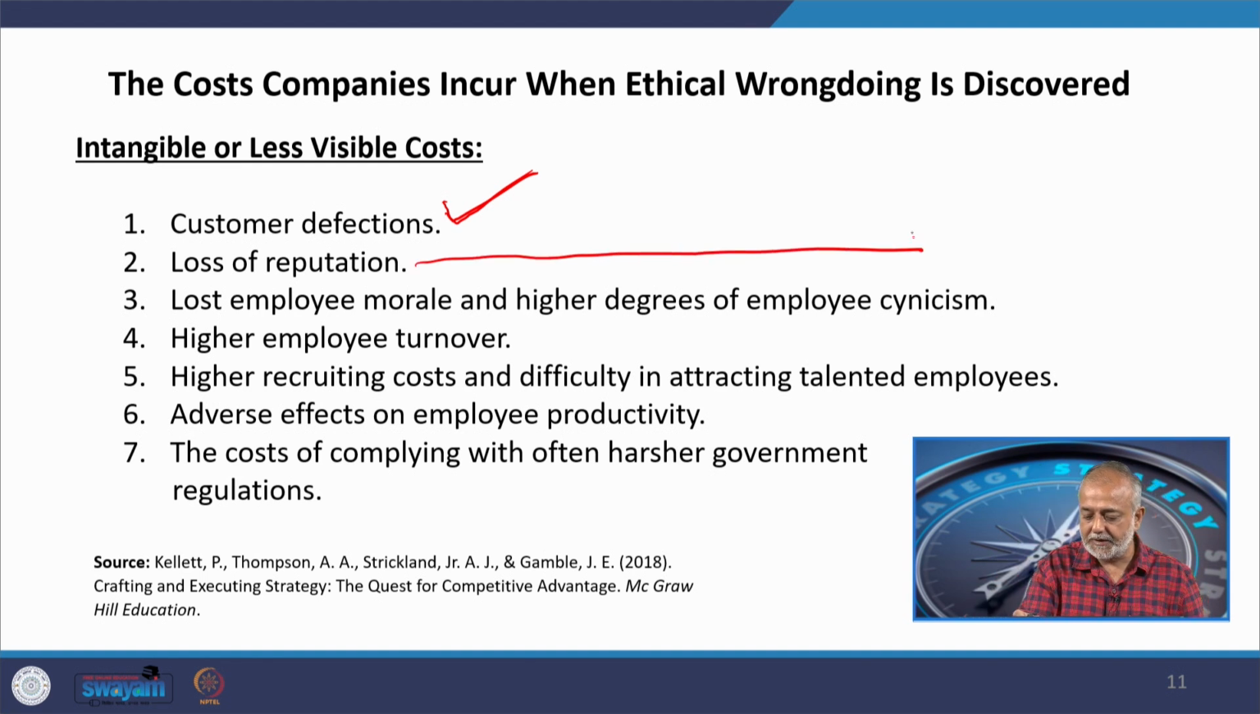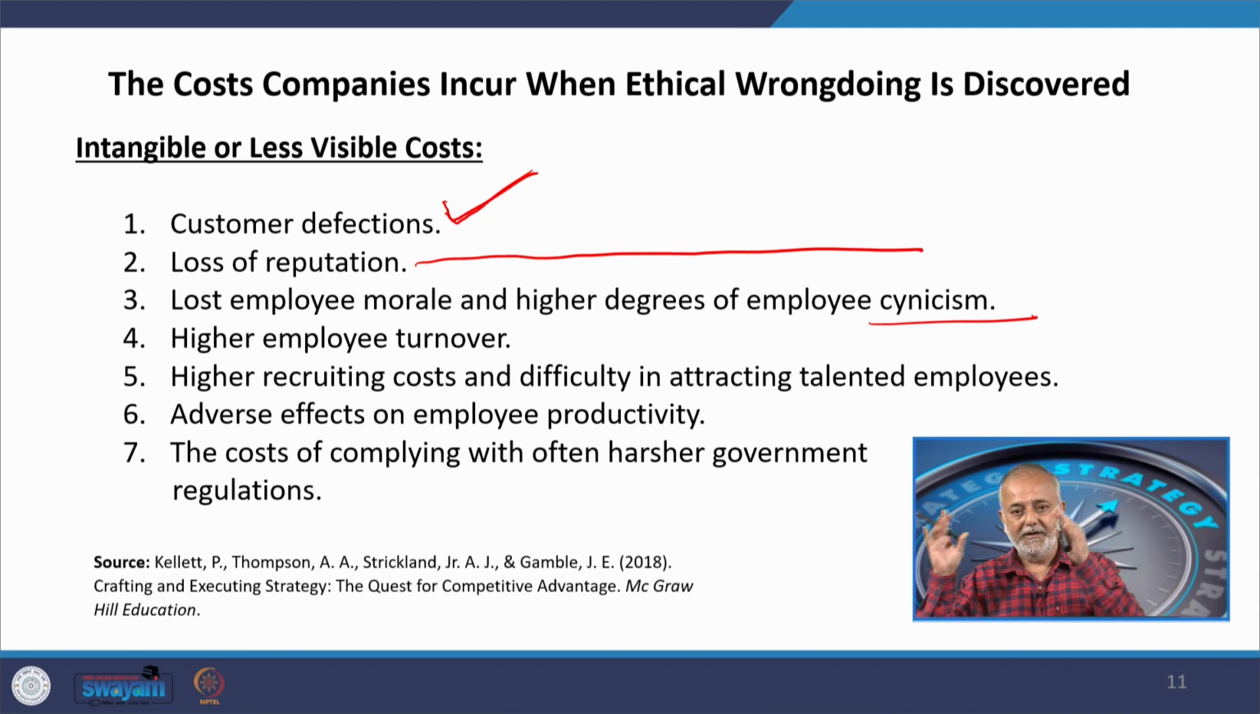If you have lost your reputation, then even if you are trying to rejuvenate, it won't work, because you have lost that reputation. That includes trust, brand value and so on. Lost employee morale and higher degrees of employee cynicism. Newer employees might not come to you because word has already gone out that this organization is not worth working for or worth working with. Higher employee turnover, higher recruiting costs and difficulty in attracting talented employees. If word of mouth spreads in the higher education institutions that this organization is not worth going for, that won't happen. Adverse effects on employee productivity, the costs of complying with often harsher government regulations.